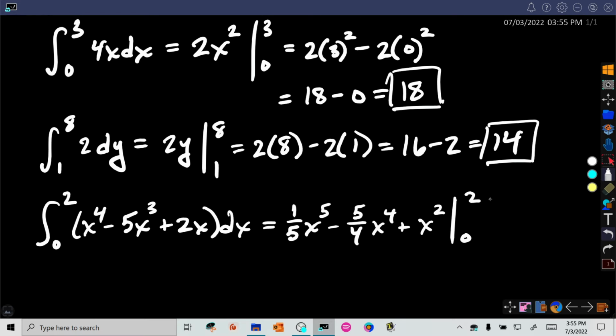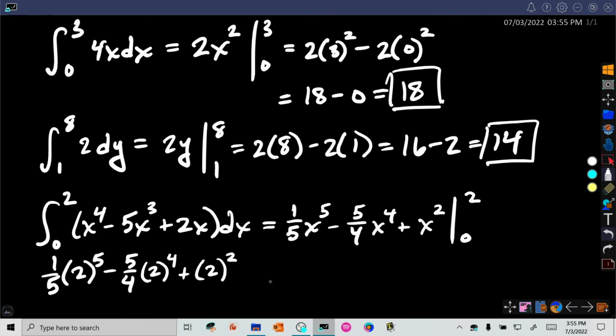Again, you can ignore the c's when you do definite integration. The indefinite integrals, you have to include the c. For these ones, you do not need to include it. So 1/5. Now let's evaluate. 2 to the 5th power minus 5/4 times 2 to the 4th power plus 2 squared.